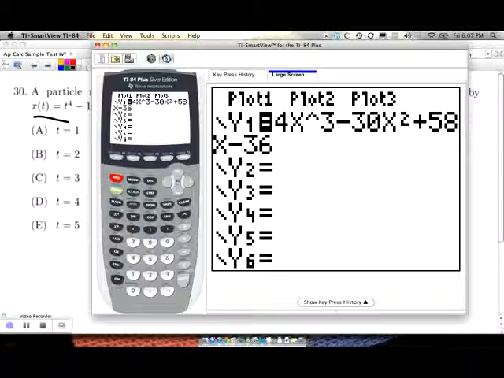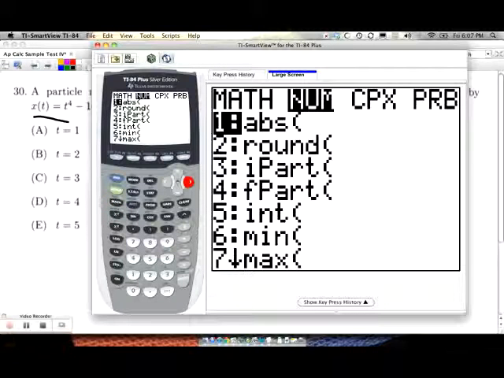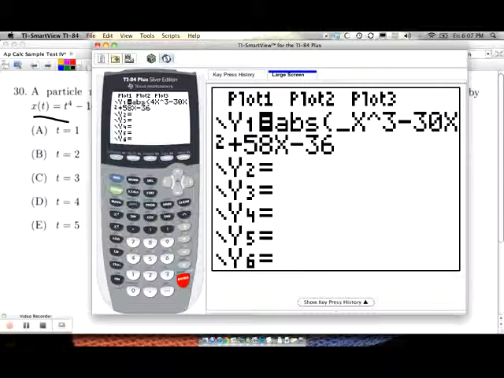So I do second, delete. That allows me to insert something. Absolute value is in the math menu, so I click on math. Then I go over to num, and then there's absolute value. So I'm doing absolute value of this whole thing. So let's wrap it up with a closed parentheses.